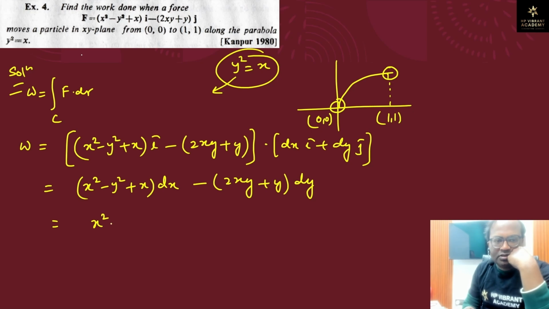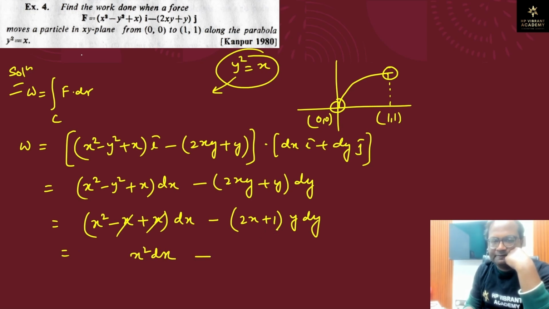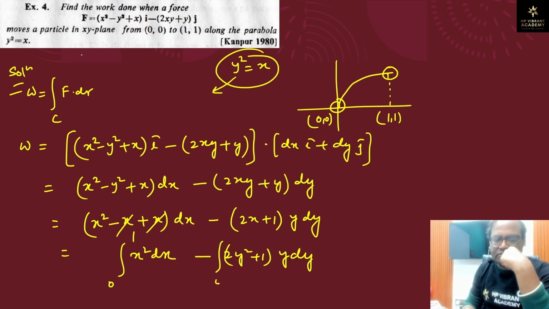So we have y² equal to x. So this is equal to (x² − x + x) dx − (2x + 1) y dy. So this will be equal to, this gets cancelled, ∫ x² dx − ∫ (2y² + 1) y dy, where we have the value of x as y². Okay, so x varies from 0 to 1 and y varies from 0 to 1. Okay, so this is the value of the integral.